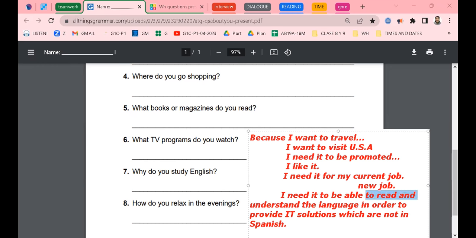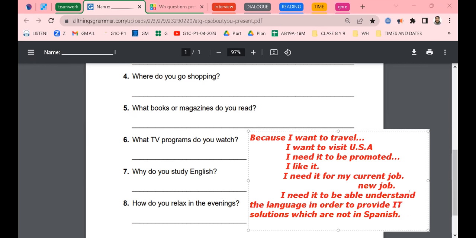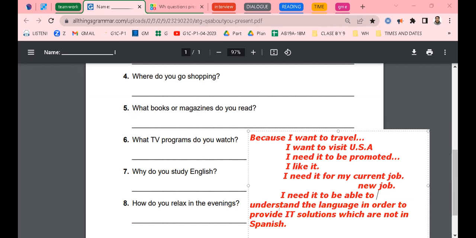Podríamos omitir esa parte, ¿verdad? Porque al entenderlo significa que dominamos las cuatro competencias. Okay, I need it to be able to understand the language in order to provide, con el propósito de proveer soluciones tecnológicas, las cuales no están en español. Ok, so you can copy this. I need to be able to understand the language in order to provide IT solutions which are not in Spanish. So you need to understand all that information in order to provide the solutions, right? Any problem that you may have. Okay, interesting, perfect.